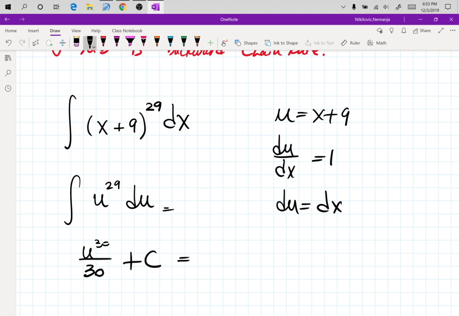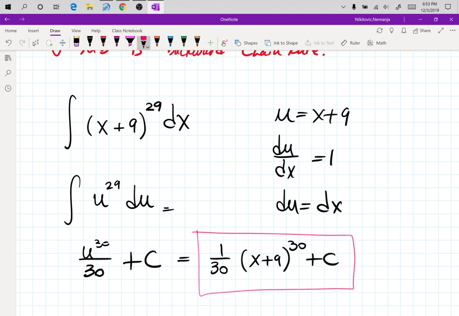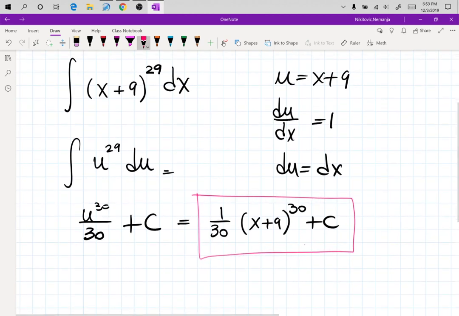Yeah, because the problem was posed in x's, right? So I only care about my x. So we have 1 over 30. Instead of u, I have to put x plus 9 raised to the 30th power plus c, and this is the answer, right? That's the answer to the question. You see that the problem was posed with x, the solution has x, we're done, right? The process in between, we swapped to a domain of u so that we can solve the problem easier.